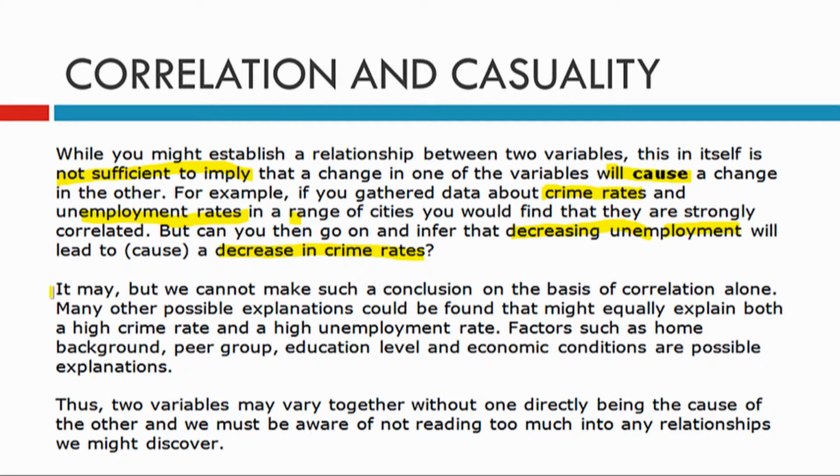We'd have to give these people jobs. It may, but we cannot make such a conclusion on the basis of correlation alone. Many other possible explanations could be found that might equally explain both a high crime rate and a high unemployment rate. Factors such as home background, peer group, education level, and economic conditions are possible explanations. Thus, two variables may vary together without one directly being the cause of the other. And we must be aware of not reading too much into any relationships we might discover.